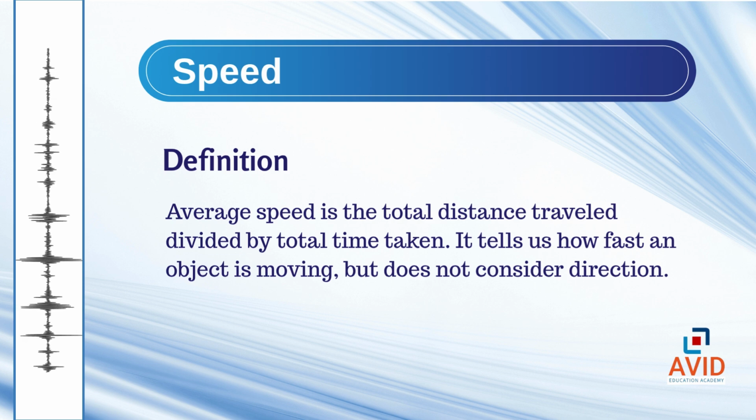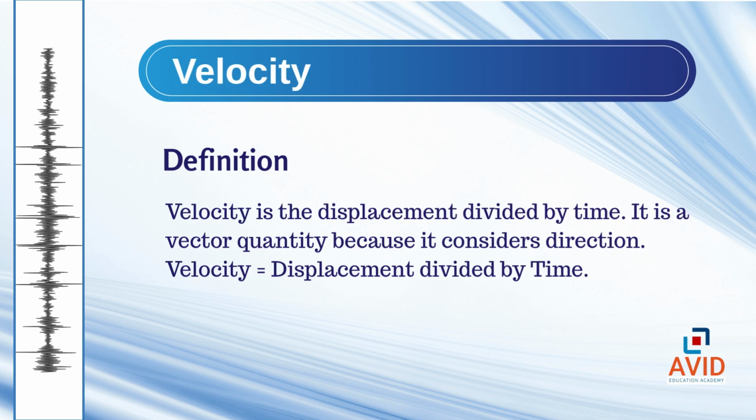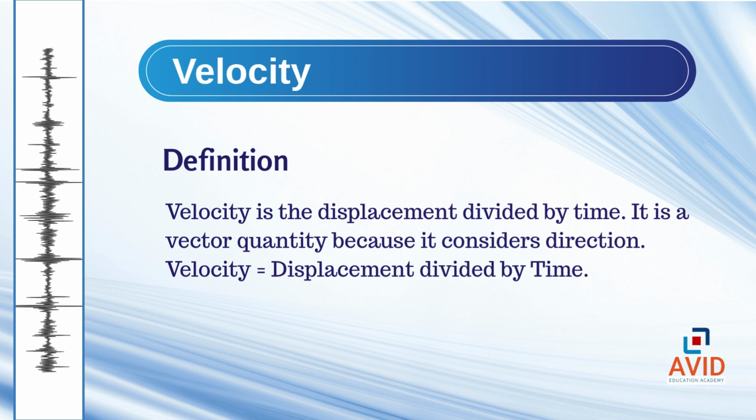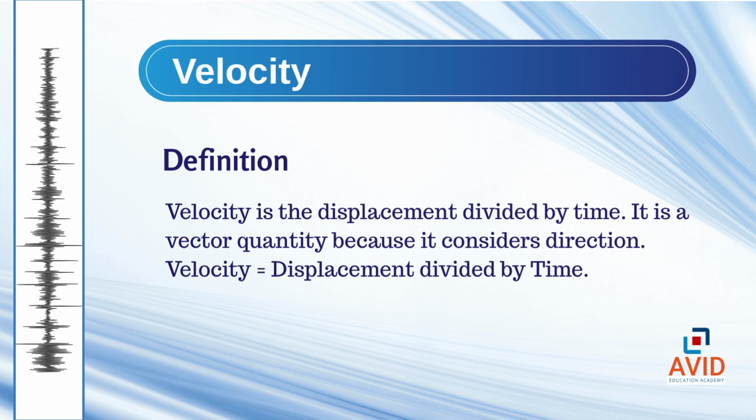Average speed is the total distance traveled divided by total time taken. It tells us how fast an object is moving but does not consider direction. Velocity is the displacement divided by time. It is a vector quantity because it considers direction.